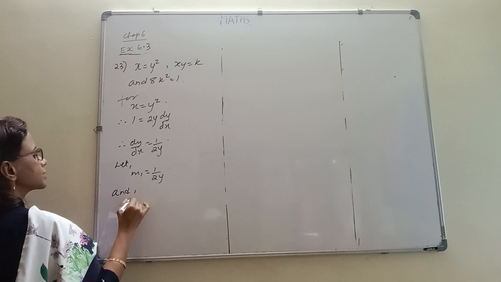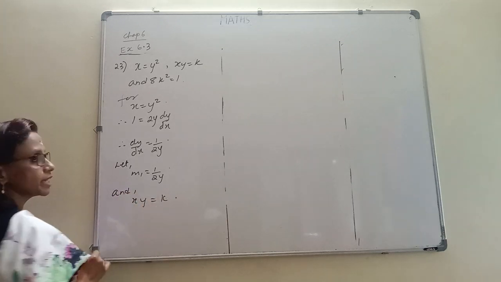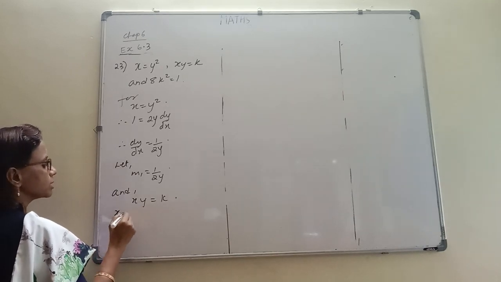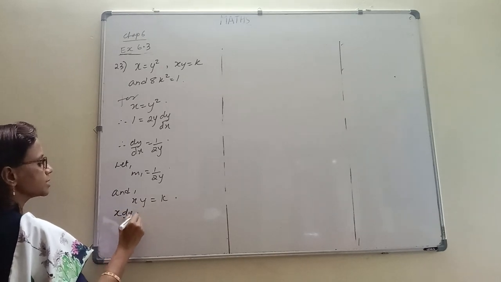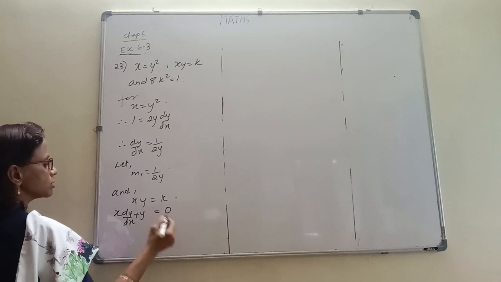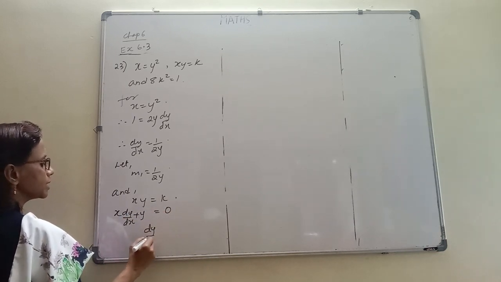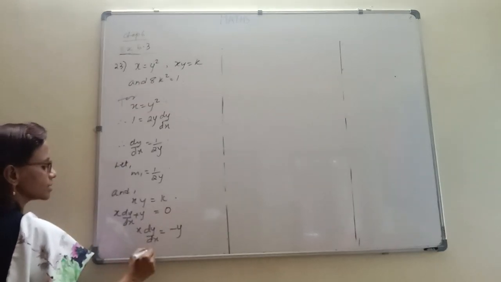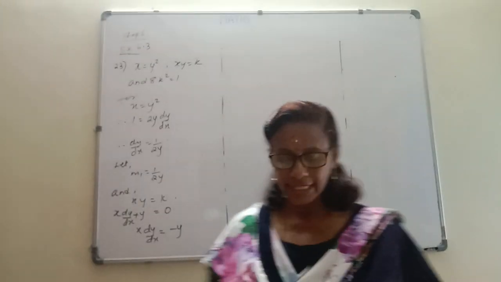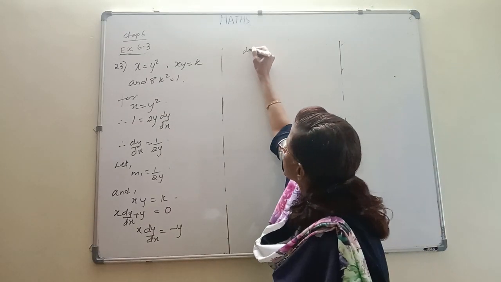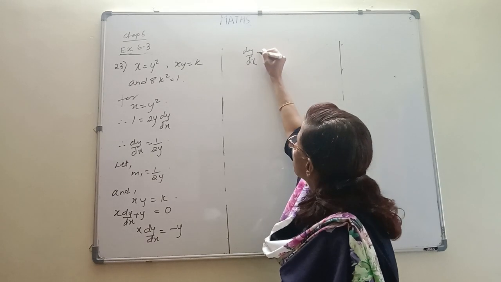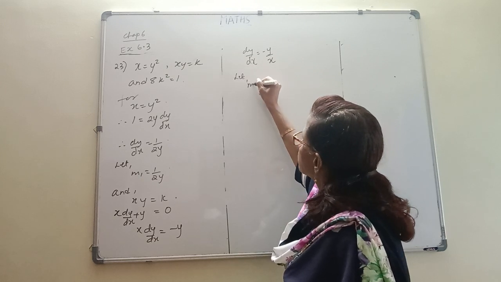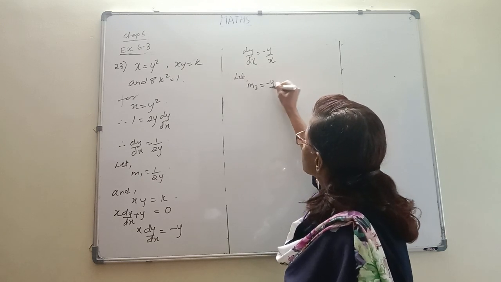Now we consider the next curve, xy equal to k. Here also we will find dy by dx by taking the derivative with respect to x on both sides. It's a product, so x into dy by dx plus y as it is, since derivative of x is 1. k is a constant, so its derivative is 0. So x dy by dx equals minus y, and x goes to the other side. dy by dx becomes minus y by x, and for our convenience, let's call it m2. m2 is minus y by x.